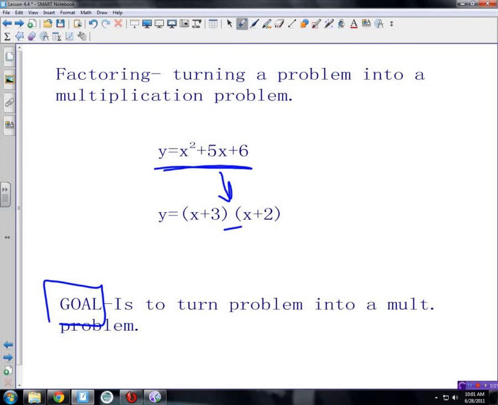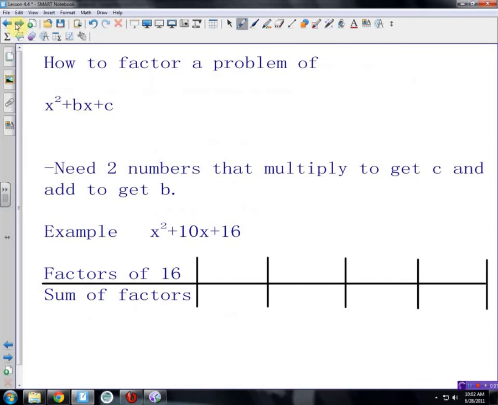All right. So first off, we're going to factor a problem of x squared plus bx plus c. Now notice there's no a term, which means a is equal to 1, so it's always 1x squared. Okay. These are going to be the easiest to factor. All right. And what we need to do is find two numbers that multiply to get c and add to get b. So what we're looking for is the multiply part is factors of 16. The add part is the sum of the factors.